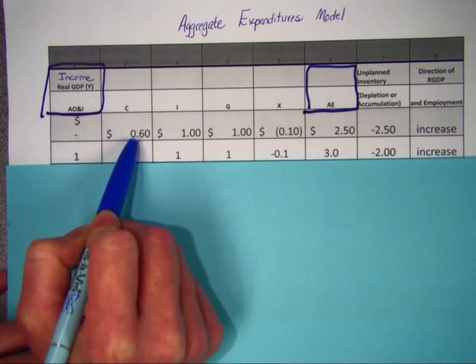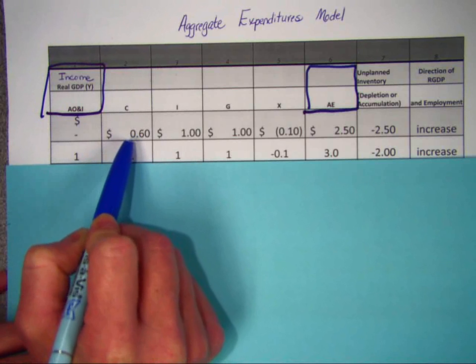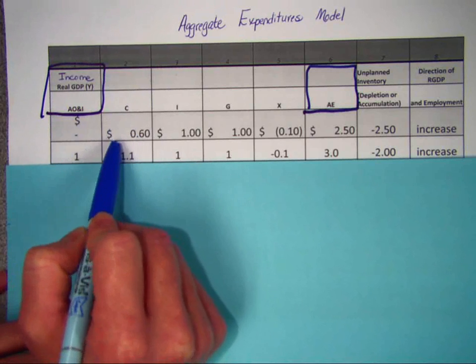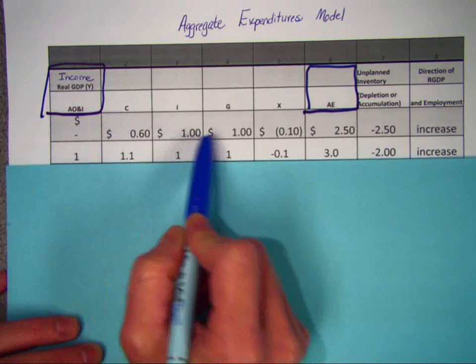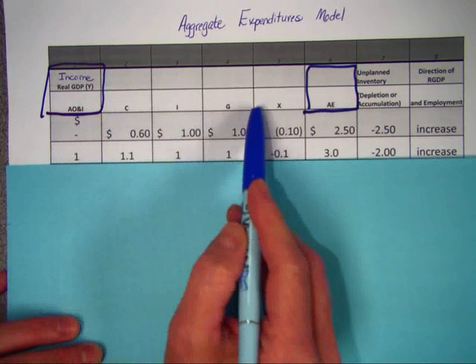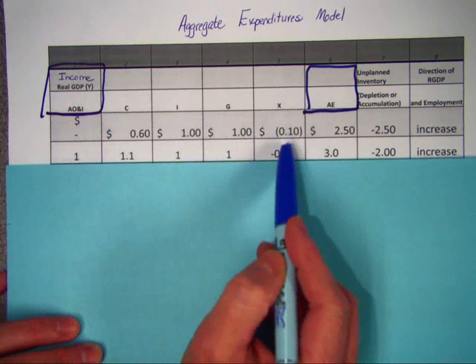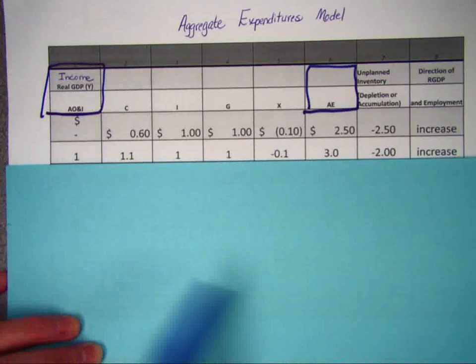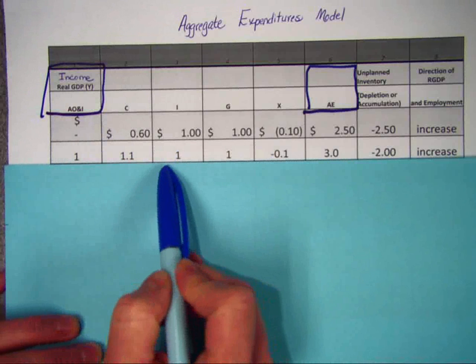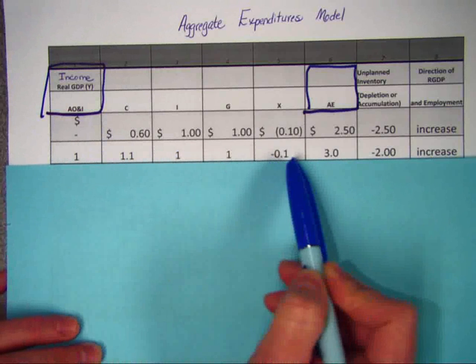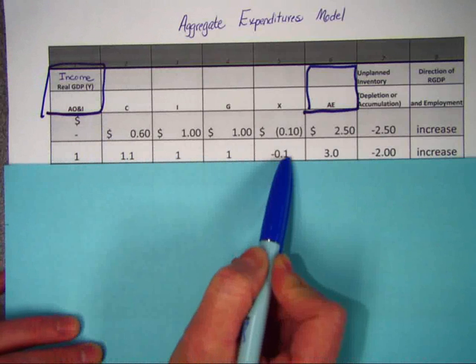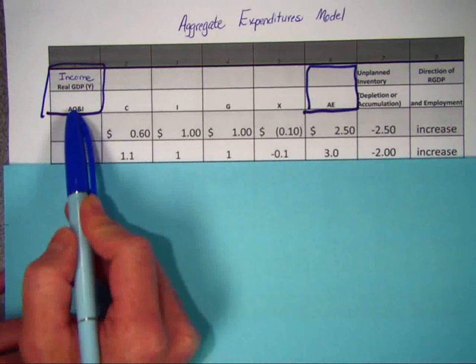That is that automatic or autonomous consumption. It's the spending that happens basically for necessities: food, water, shelter, etc. Now, again, we had I was 1.0, G was 1.0, X was negative 0.1, and those stayed the same. The reason those stayed the same as our output increased is that business investment, government spending, and net exports all are autonomous.